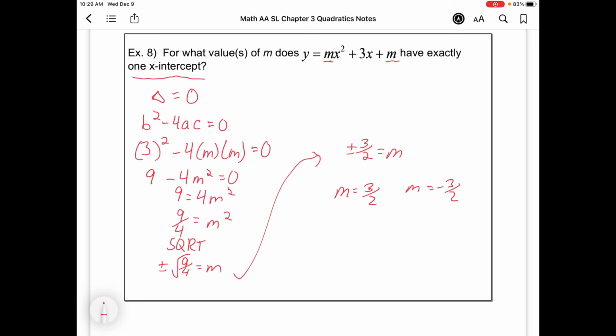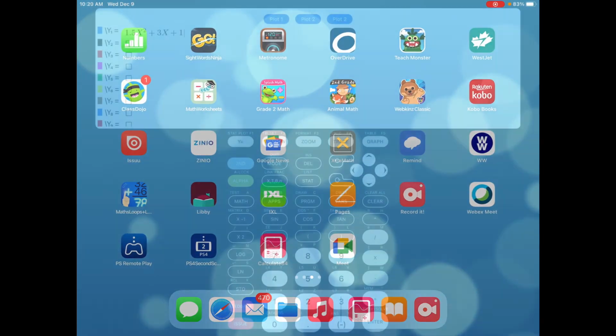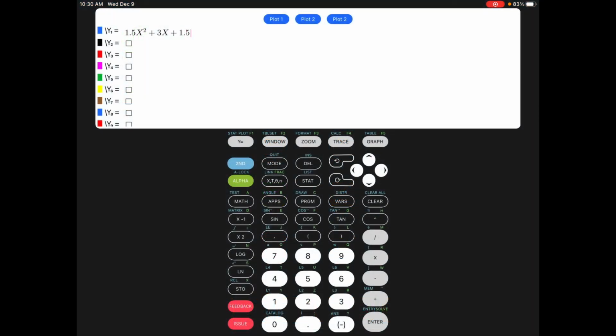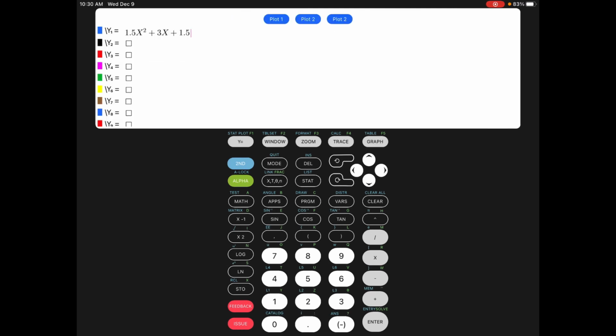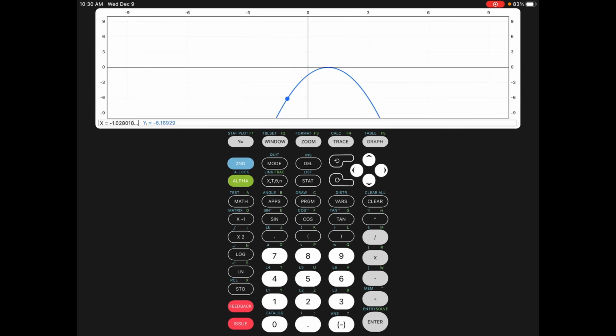So let's try it on the GDC. I'm going to put in positive 3 over 2, which is 1.5. There it is. It's typed in with positive 3 over 2. Let's graph it. Ah, look, it really does have just one x-intercept. Let's change that to a negative 1.5. So I'm going to put a negative in for both of them, right? So I'm going to insert a negative. Let's see if it also gives us just one x-intercept. Yep, it's in a different place, but just a single x-intercept.